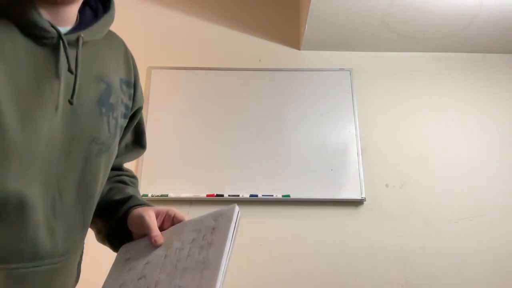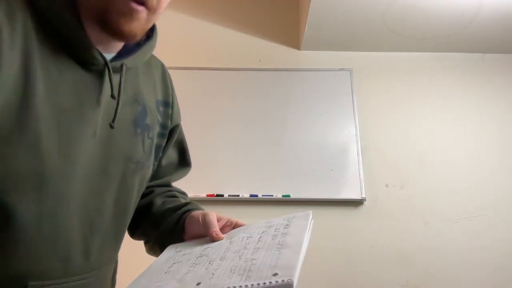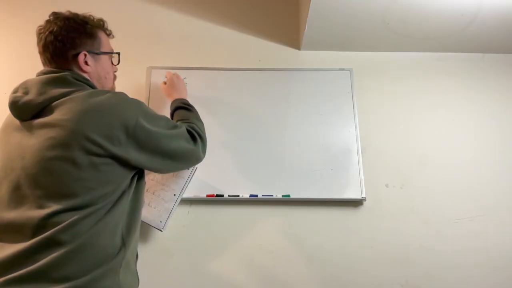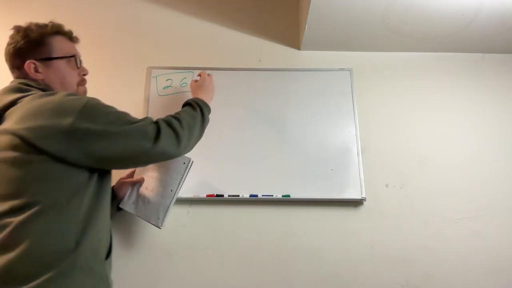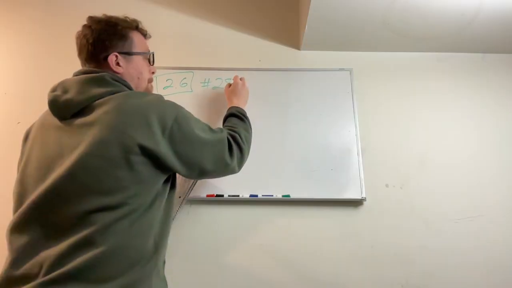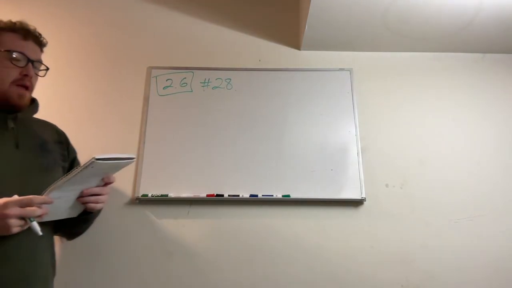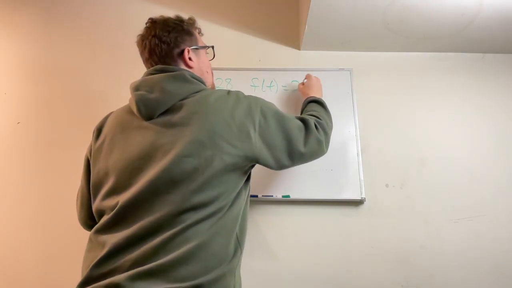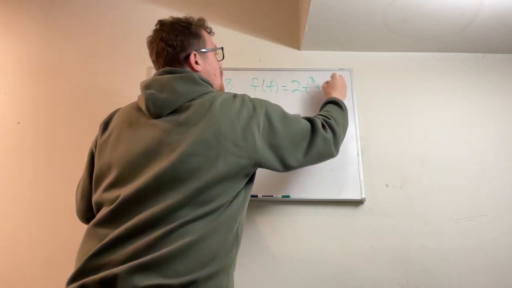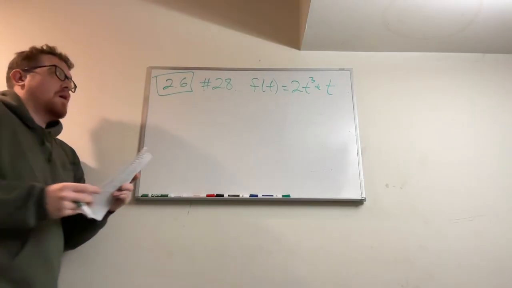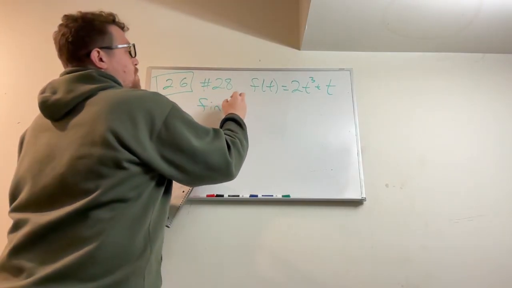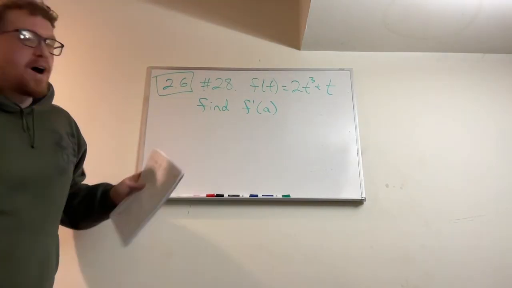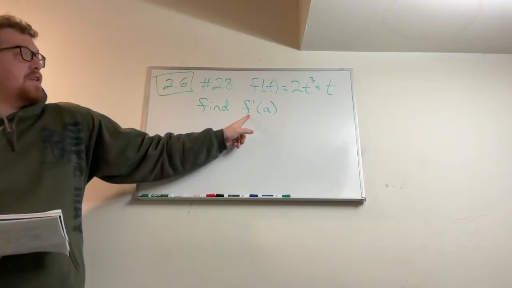All right, just to check that we understand what's going on. So this is section 2.6 in the Stewart book, and this is exercise 28. They give us a function: f of t is 2t cubed plus t. And they want us to find the derivative at any particular point a. So find f prime of a. F prime is just notation for the derivative of f at a.